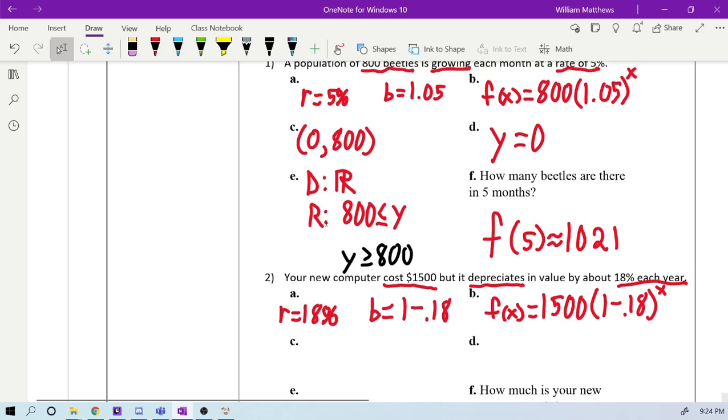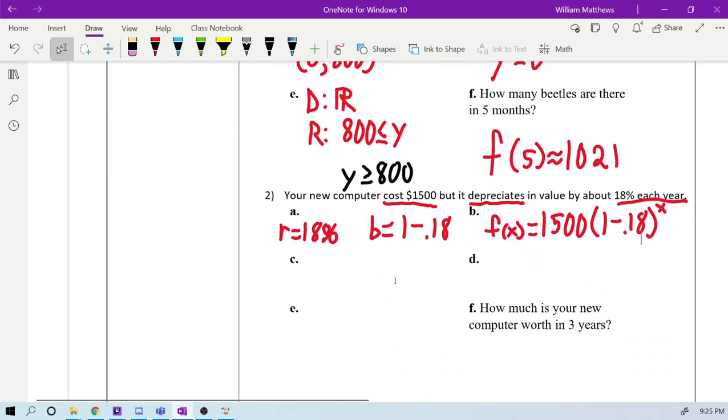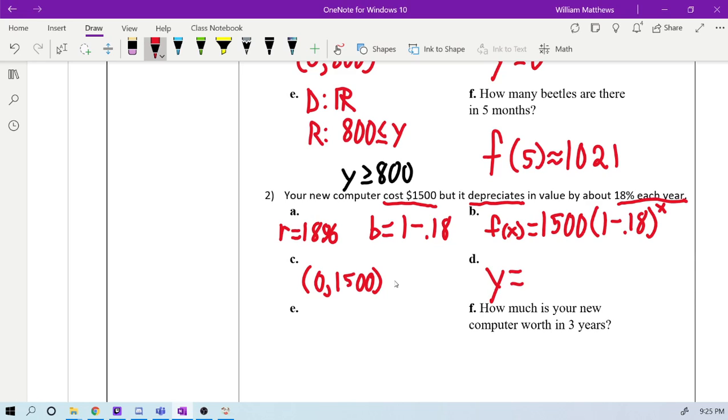For C, it has to identify the y-intercept, and D is the equation for the asymptote. The y-intercept is simply the starting location, which we know is 1,500. As a location, that means our x value is 0, and we start at 1,500. The asymptote, yet again, is y equals 0, as we did not shift our equation anywhere. We simply multiplied, changing its shape.